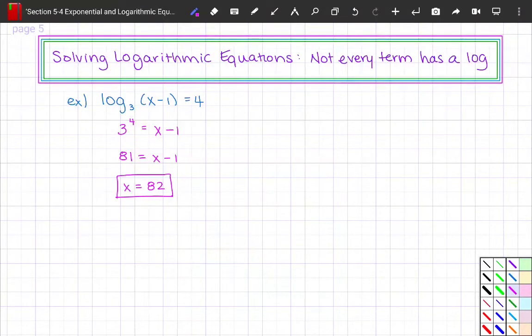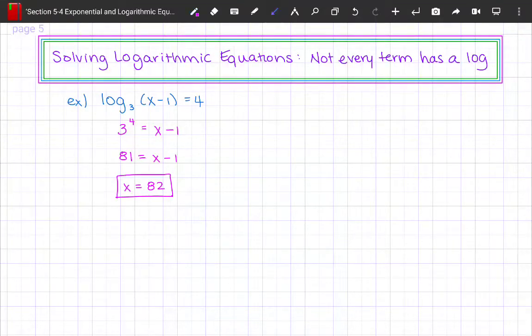It's really that simple. And again, don't forget to check for extraneous solutions. I forgot to mention that, but I did. 82 minus 1 is still positive, so it's a keeper. So that's the idea. Okay, let's look at another one.